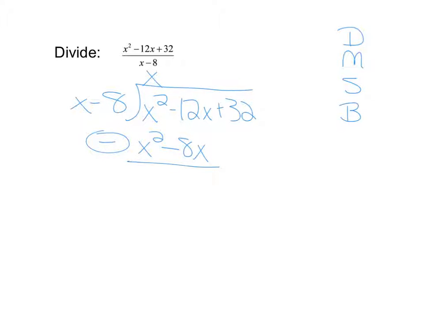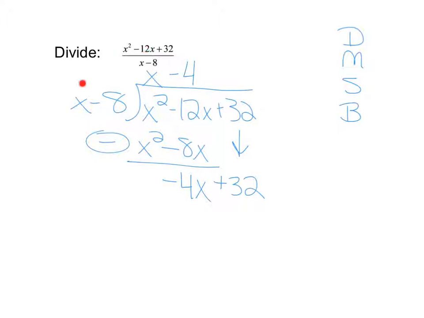Negative 12 minus a negative 8. So minus a negative becomes plus. So negative 12 plus 8 is negative 4x. Then the last step, bring down. Do it again. X into negative 4x. Those x's would cancel, and all we would be left with is negative 4.